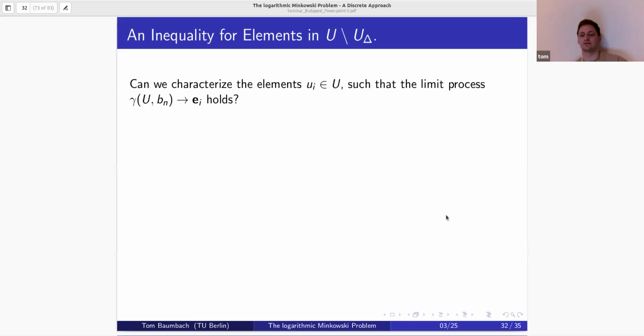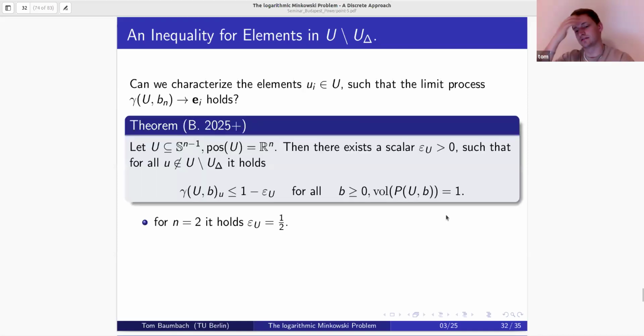But one more interesting case is an inequality for the elements in U which are not contained in U delta, so they are not contained in the pyramid structure of U. And the question was, can we characterize the outer unit normals UI such that the limit process of these cone volumes gamma U with right-hand side Bn converges to this vector EI? And I was able to prove this last week, so I'm quite proud, and I wanted to talk about it a little bit.